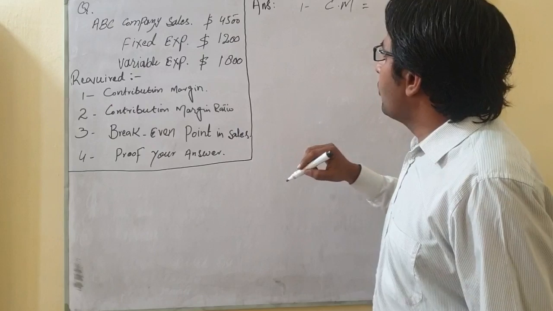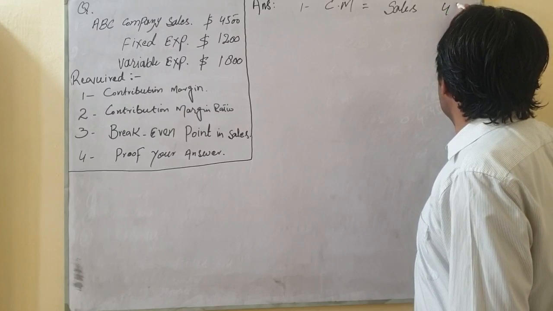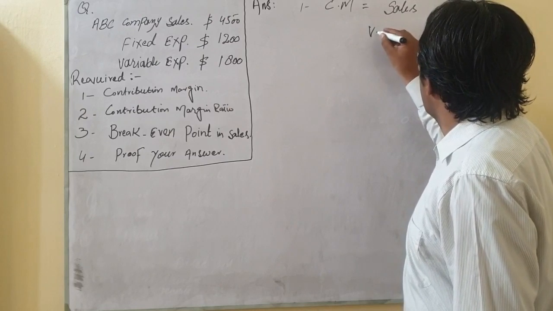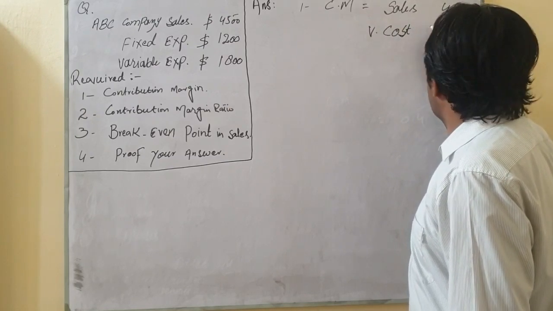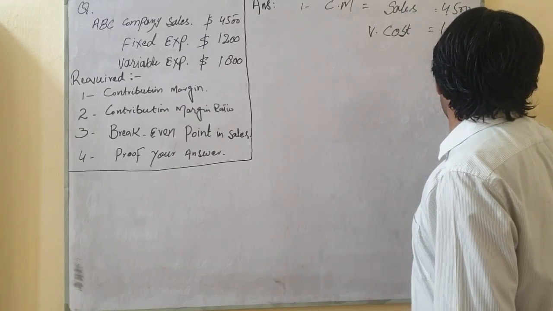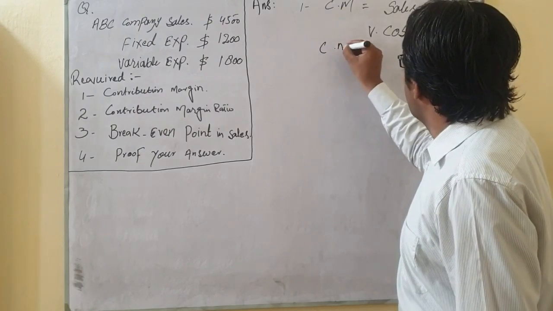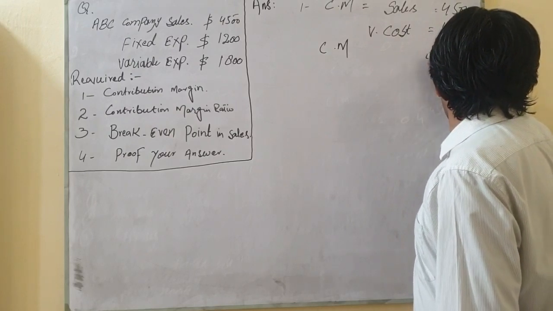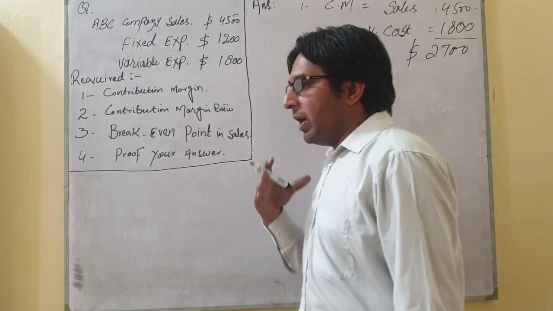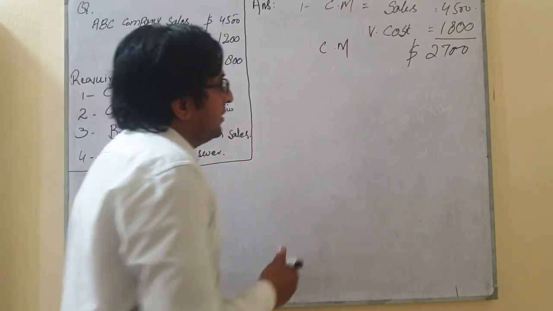In this case, total sale is $4,500 while variable cost is $1,800. So contribution margin is $2,700. In this way, by deducting variable cost from sale, we get the contribution margin.